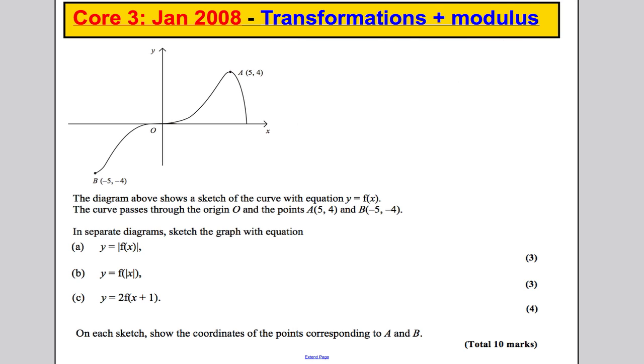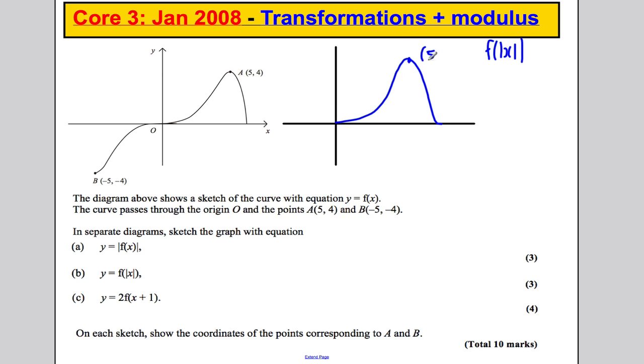Part B, we're now drawing f of mod x. Now remember I said draw the graph for where x is positive, so draw all this stuff here. That should be 5, 4. And then just reflect it in the y-axis, so it would look something like this. And that obviously therefore would be negative 5, 4. And we're done.